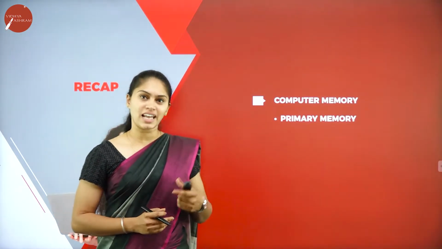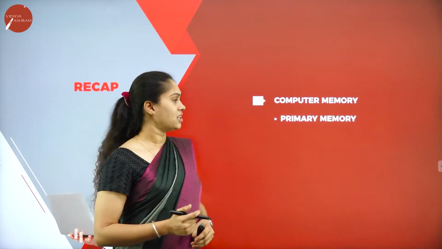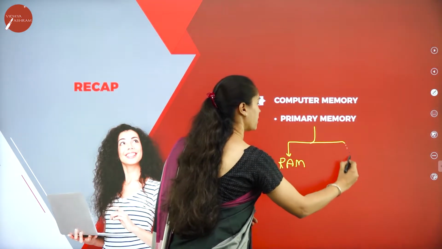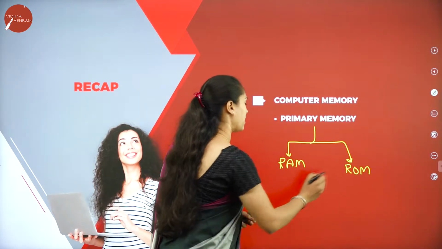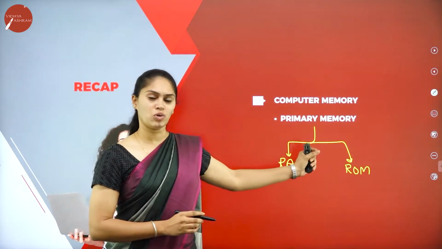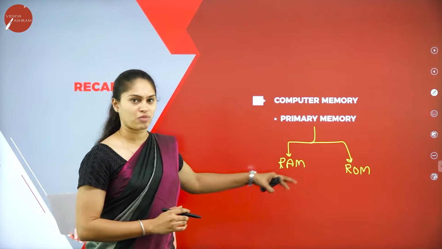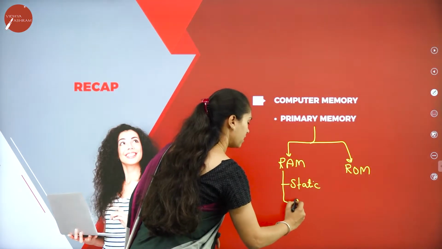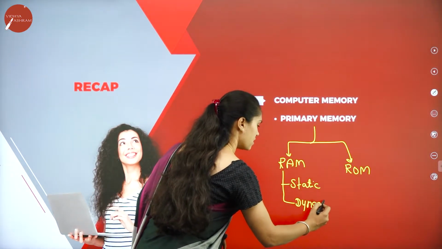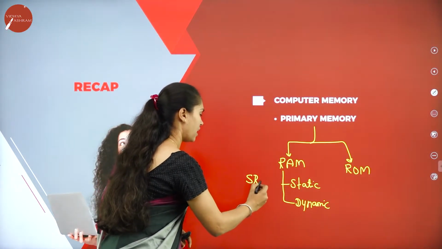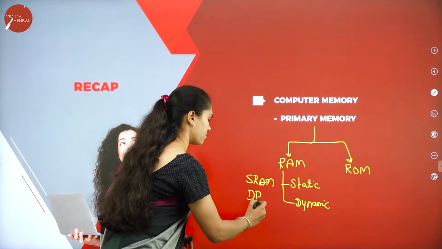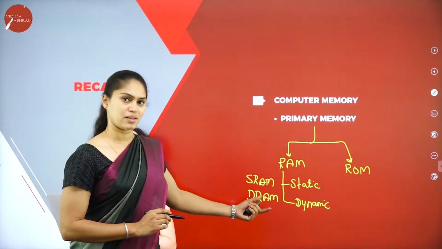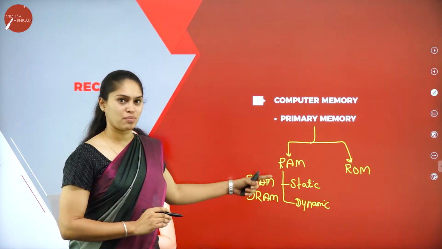Right? So what are the types of primary memory we have? There we divide primary memory into two parts, that is RAM and ROM. RAM is random access memory and ROM is read only memory. Then what are the types of RAM we have? That is two types: static RAM and dynamic RAM. So I can call this SRAM and this DRAM. Okay, so static random access memory and dynamic random access memory, and we also had a difference between static and dynamic.